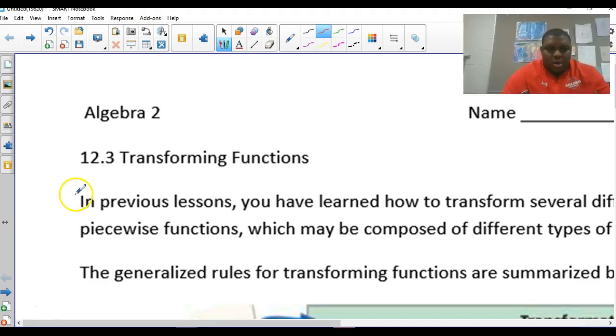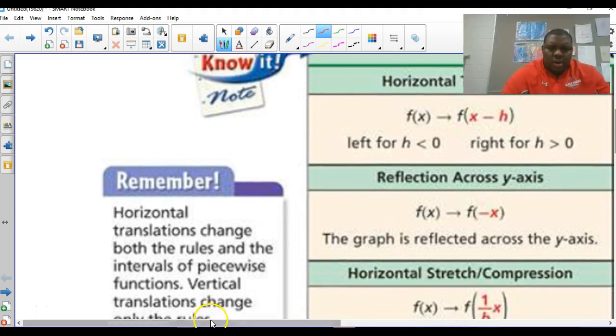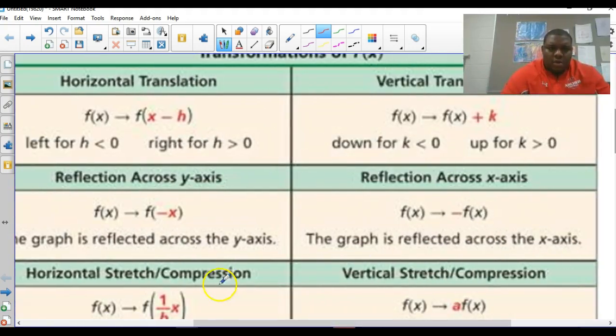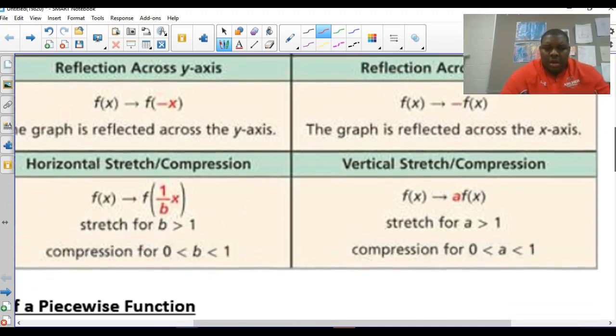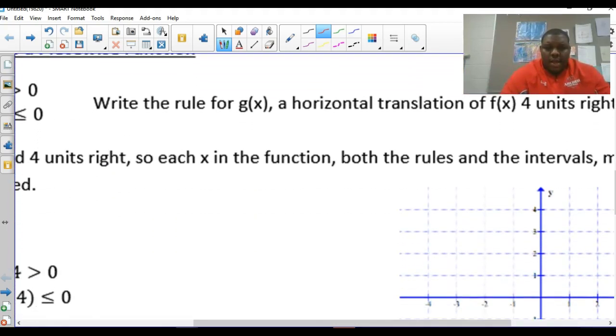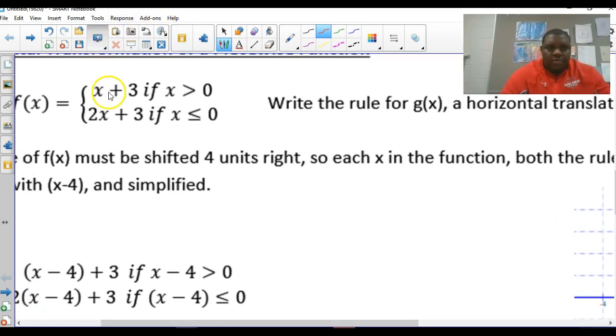Hey, this is going to be 12.3, transforming functions. We're looking at piecewise functions today. Real quick, I just want you to have a look and make yourself familiar with these rules. We have to know these rules, regardless of the function type. They're the same rules. So hopefully you paused it and looked at them, and you're ready to work. With that being said, let's jump in on this video.